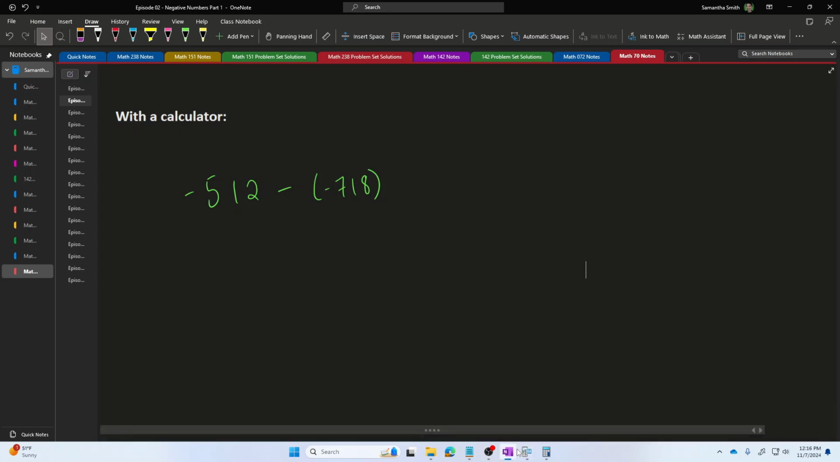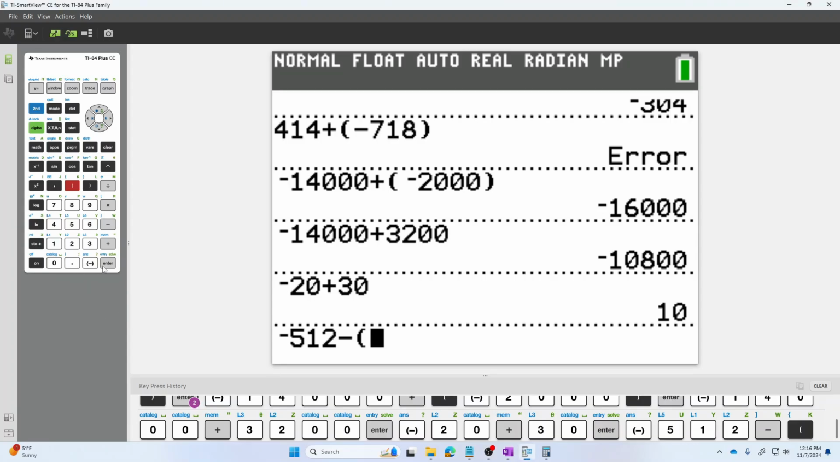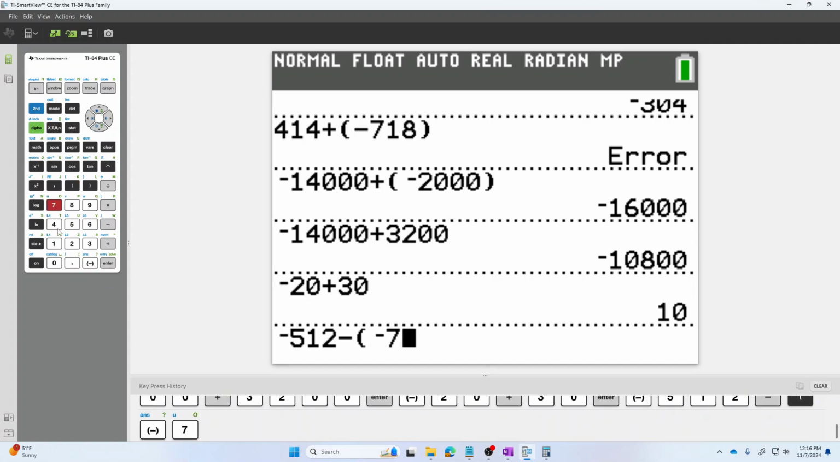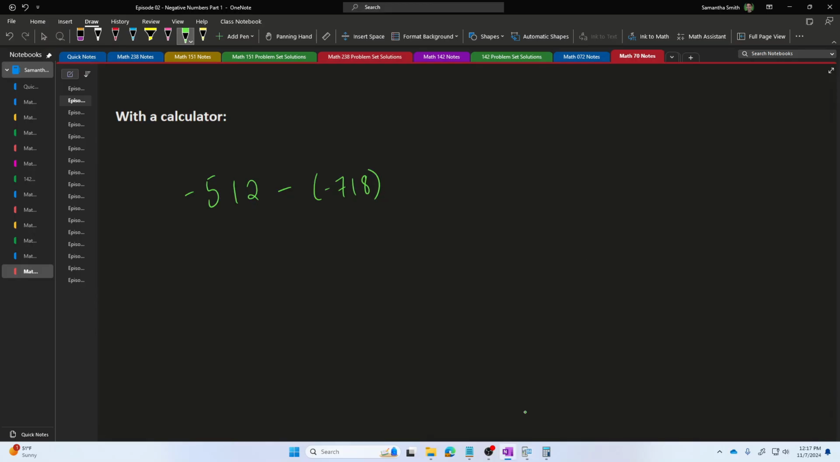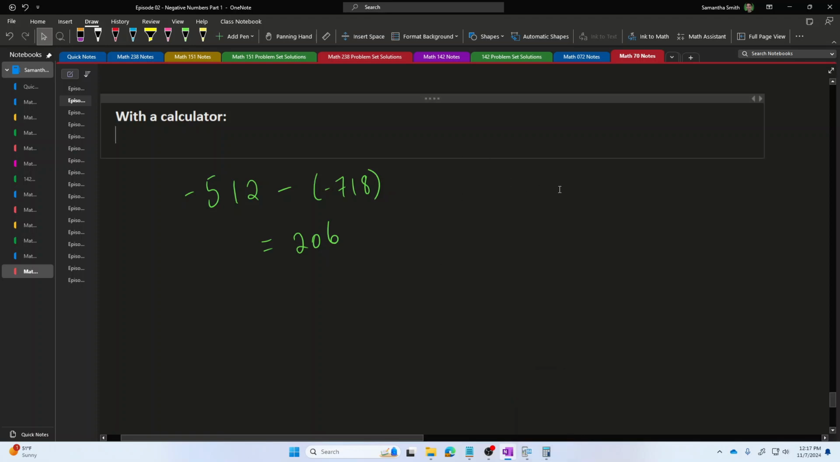718. And if I type in negative 718 into the calculator, now I want to use this make the number negative button down here on the bottom right. Negative 718. Enter. So from that, I get 206 for my result, positive. So I am correct. I have a positive number in the end because I removed more negativity than I had at the start. So in the end, I was left with a certain amount of positivity from this.